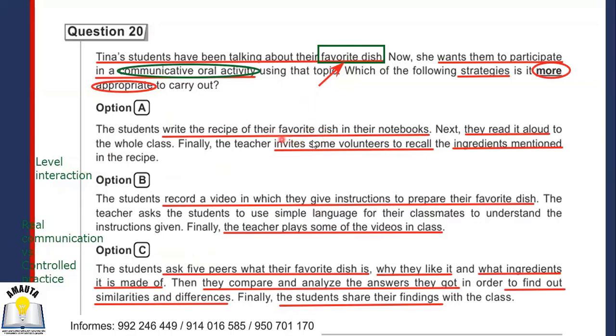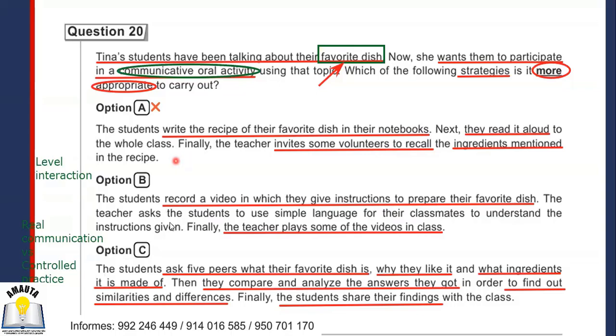They don't interact with each other, right? Because first they write the recipe and then students individually tell the class the ingredients they remember. Here, the students don't interact with each other. This is definitely not aligned to the communicative approach, right?